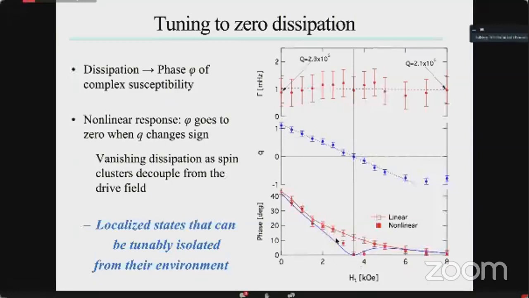So the hope, of course, is that then one can tune this system, these spin clusters, which are now labeled by frequencies, to decouple from their environment and then excite a multitude of spin clusters of different frequencies and then mix them, which would be the computation. We've not done that yet.